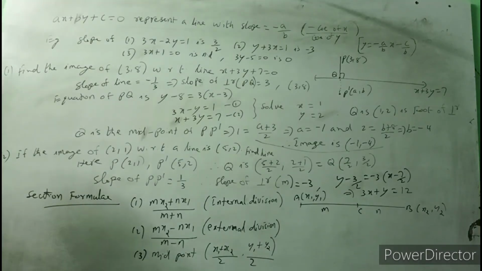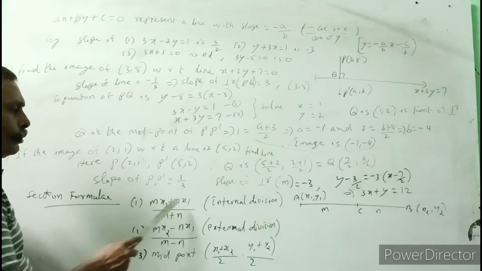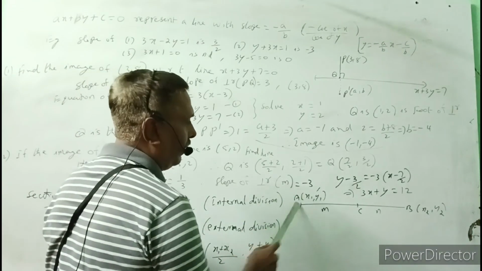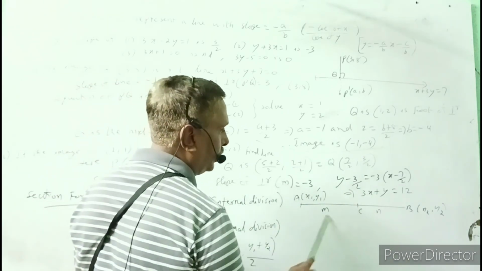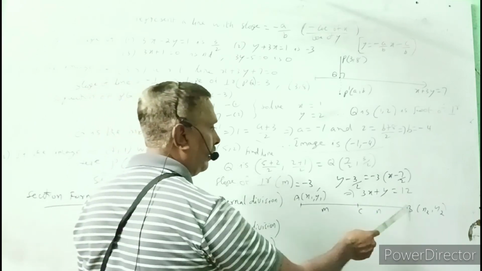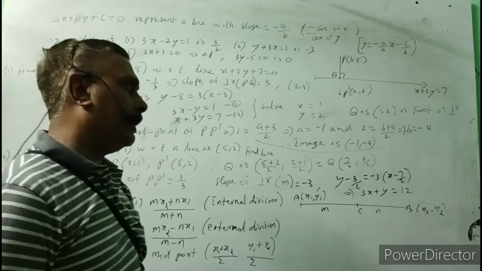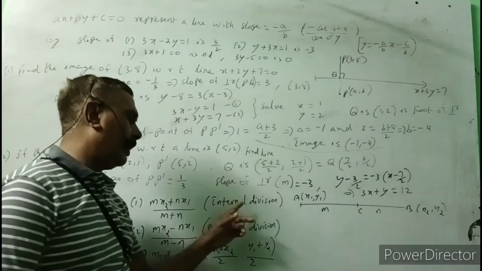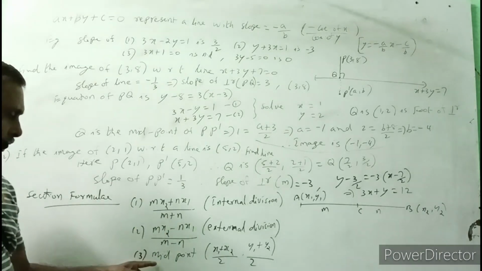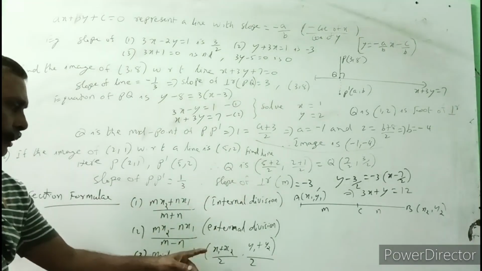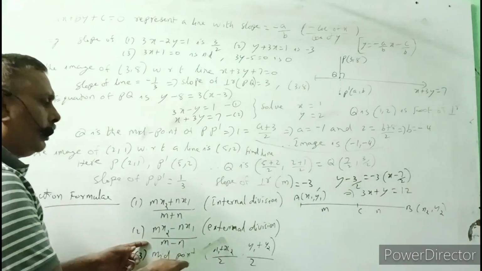Also you studied the section formula. There are two section formulas. In 10th you studied one of them, that is internal division: (mx2 plus nx1) by (m plus n). If A and B are two points and C divides AB in the ratio m is to n, where C is in between A and B, that is why it is internal division. C may be outside also, then that is external division. And also we studied the third one, the midpoint of x1 and x2: (x1 plus x2) by 2, (y1 plus y2) by 2. These two are studied already in 10th. This is the only new thing.